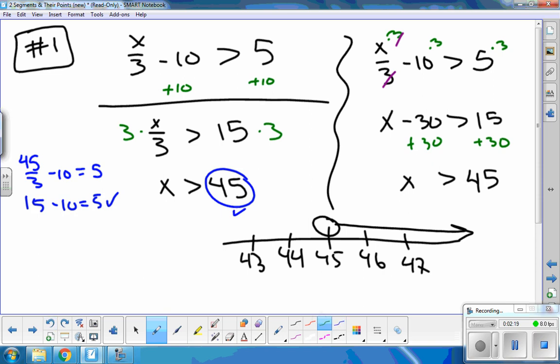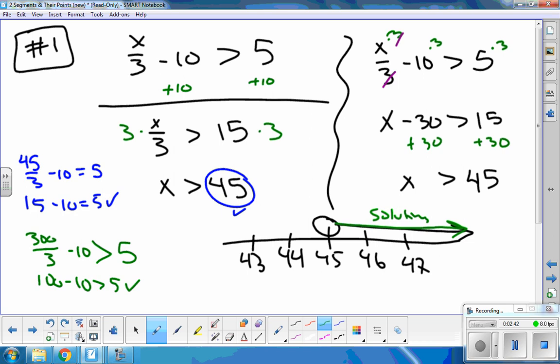Now, if I want to check to make sure my arrow's in the right spot, I'm going to pick some number from the solutions. So for example, I could pick 300 because 300 is over there. When you test the arrow, then you actually use the inequality that they gave you. So this would be 100 minus 10 is bigger than 5. Yes, of course it is. So I know that my circle is in the right spot, and I know my arrow is drawn in the right direction.